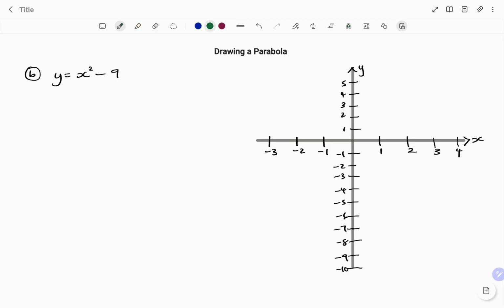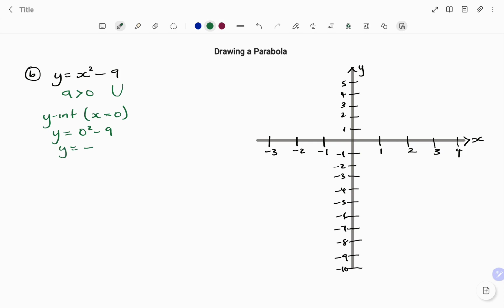In the next example, we have y equals x squared minus 9. To start with, we're going to determine the shape of the parabola. The coefficient of x squared is 1. Therefore, the value of a is greater than 0, and therefore the parabola is going to be a smiley face. The next step is to find our y-intercept, and finding our y-intercept, the value of x is equal to 0. So every occurrence of x, we replace it with 0. Therefore, we have y equals 0 squared minus 9.